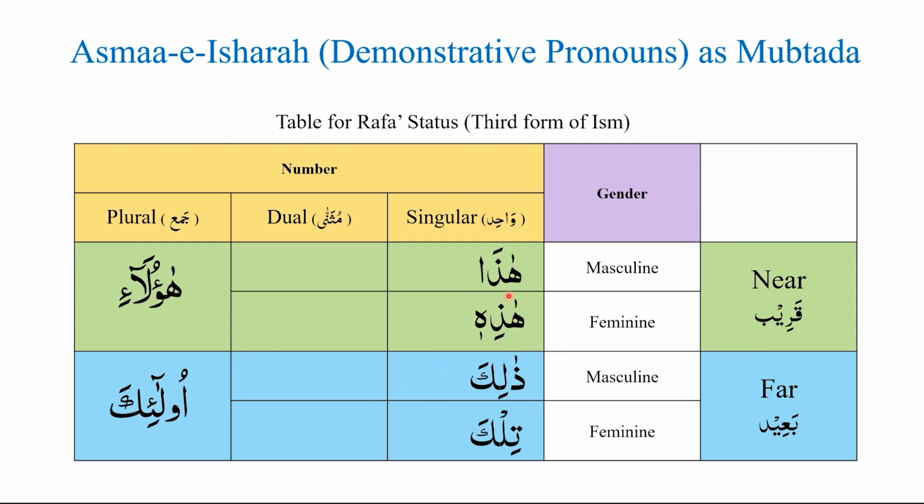The equivalent of haza and hazihi in the English language is this, and the equivalent of haulai is these. This is used for near, these is used for near, but in the plural sense. So haza and hazihi are also used for near in the singular sense, and haulai will be used for plural. The equivalent of zalika and tilka in English is that, and the equivalent of ulaika in English is those.